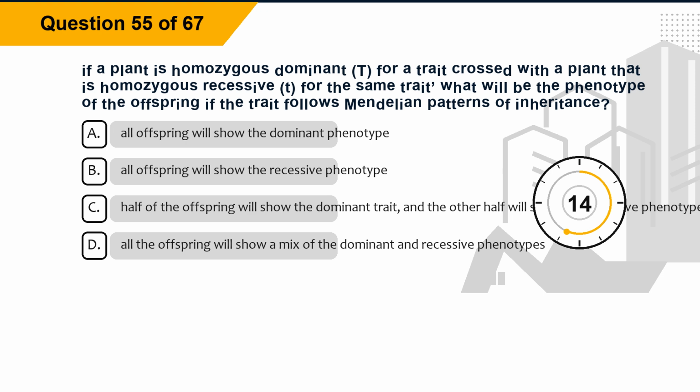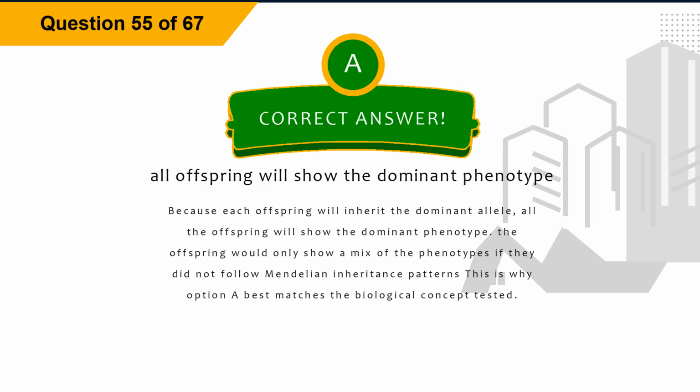Option B, all offspring will show the recessive phenotype. Option C, half of the offspring will show the dominant trait, and the other half will show the recessive phenotype. Option D, all the offspring will show a mix of the dominant and recessive phenotypes. The correct answer is option A, all offspring will show the dominant phenotype. Explanation: because each offspring will inherit the dominant allele, all the offspring will show the dominant phenotype. The offspring would only show a mix of the phenotypes if they did not follow Mendelian inheritance patterns. This is why option A best matches the biological concept tested.